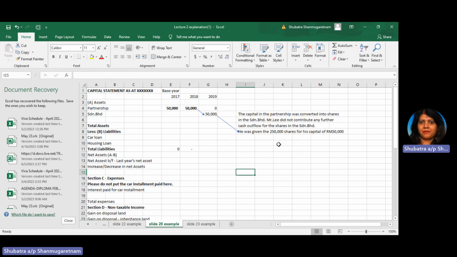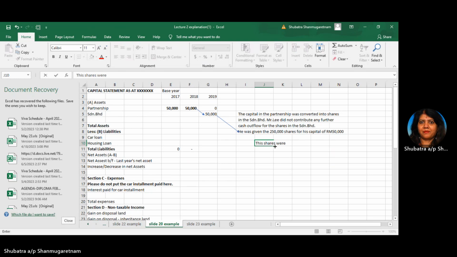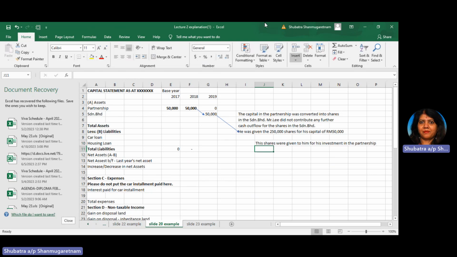He was given 250,000 shares. So these shares were given to him for his investment in the partnership. These shares were given to him in his investment to the partnership. So how much did he invest in the partnership? He only invested 50,000 in the partnership.